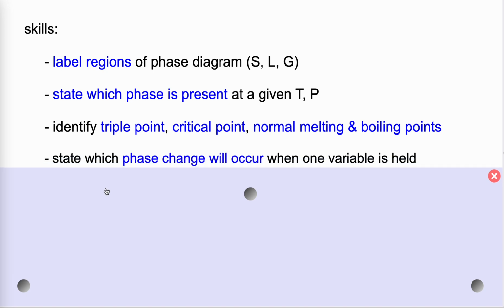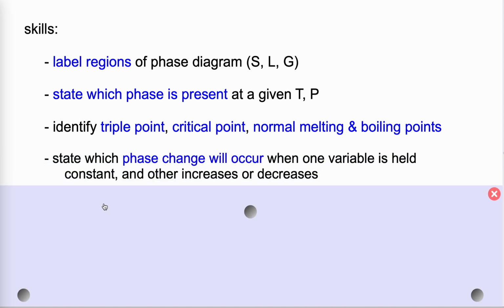You should be able to identify clearly the triple point, the critical point, the normal melting and boiling points, and you should be able to name the phase change that will take place when one of the two variables is held constant and the other increases or decreases. So for example, if I say let's hold the pressure constant at a certain value and increase the temperature from one temperature to another, tell me which phase change will occur.